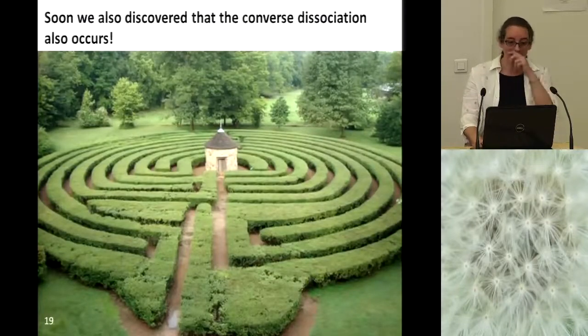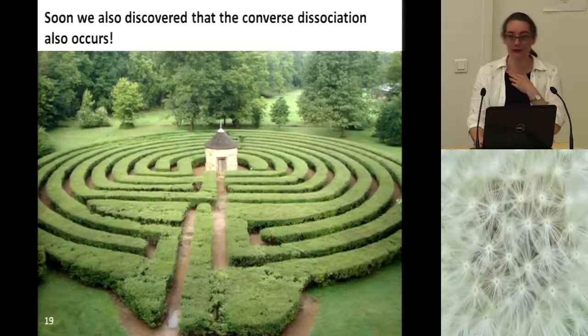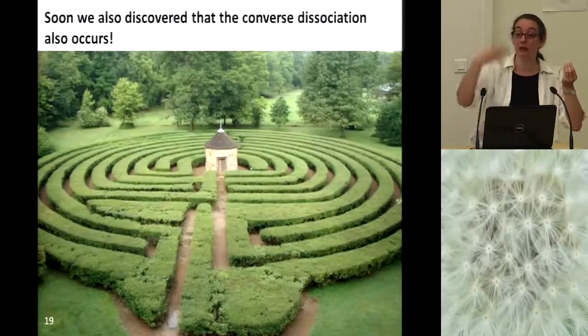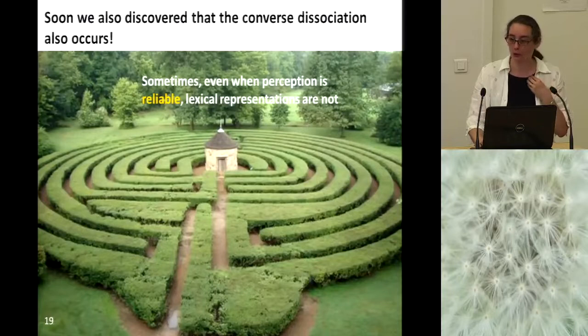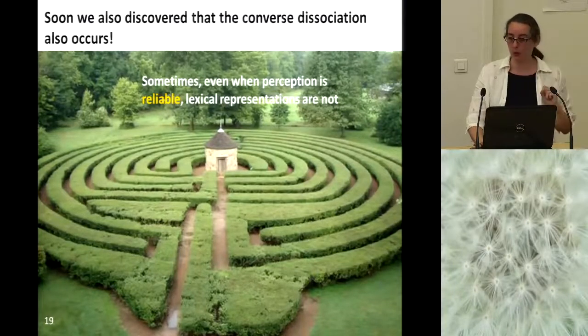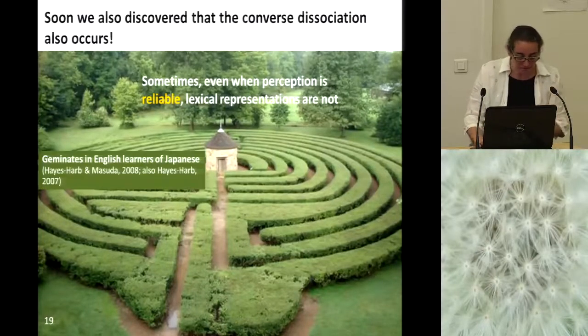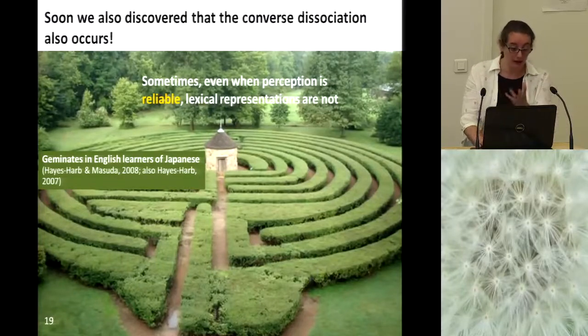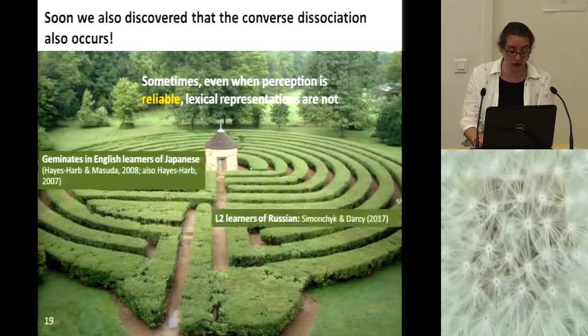And then things got even more complicated. We also discovered that the converse dissociation occurs. So not just that even when you cannot perceive something, you can have the representations well. No, the reverse is true also. Sometimes, even when perception is reliable, lexical representations are not. And so several people have observed this. Again, Hazeharb was a pioneer in a lot of these questions.